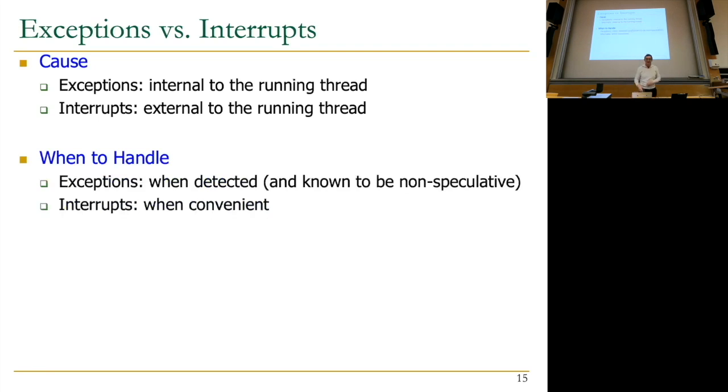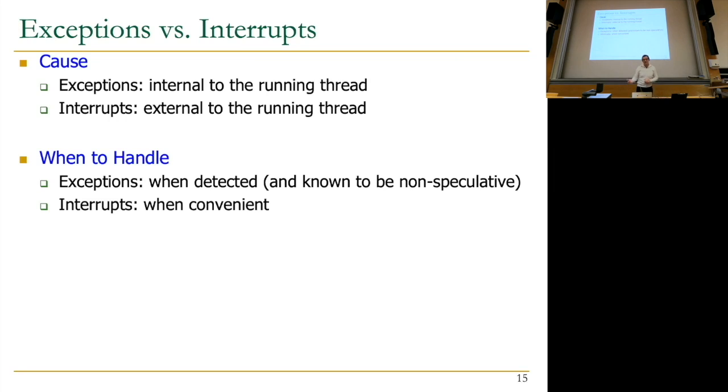For example, exceptions are usually handled when they're detected and known to be non-speculative. So non-speculative means the instructions that are actually supposed to execute, because we have some speculative instructions that are not supposed to execute yet, right? Because we're doing branch prediction, remember? The control prediction that we discussed in a pipeline processor. We're going to do more of that in a couple of lectures. So you need to make sure that you really need to handle that exception. It's a true exception. And also, usually you need to handle it right away.